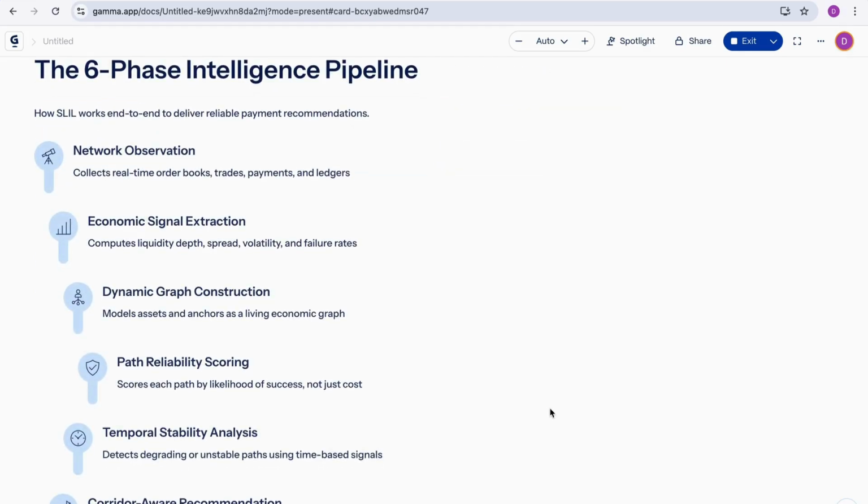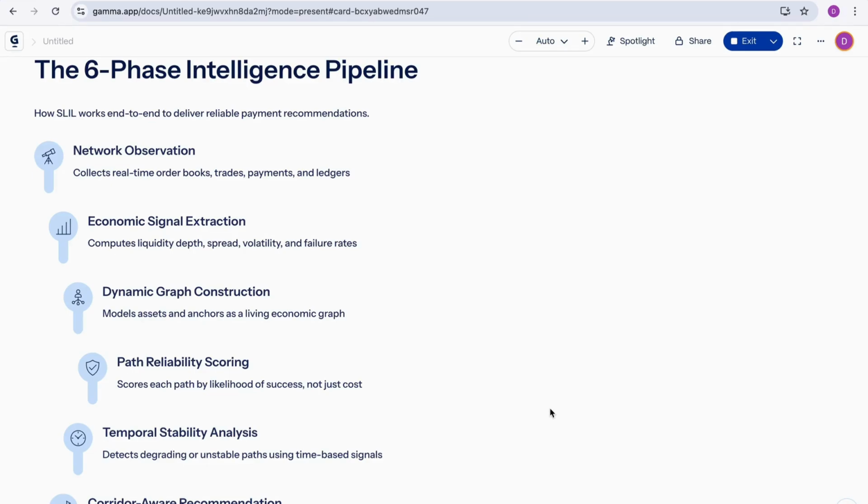SLIL operates through six deterministic phases. First, we observe the network by collecting order books, trades, payments, and ledger data. Second, we extract economic signals like liquidity depth, spread, volatility, and failure rates. Third, we construct a dynamic graph where assets and anchors are nodes and conversion paths are edges.